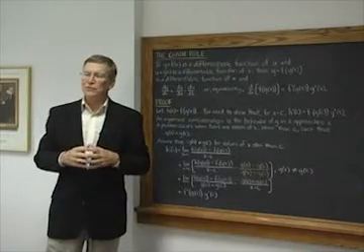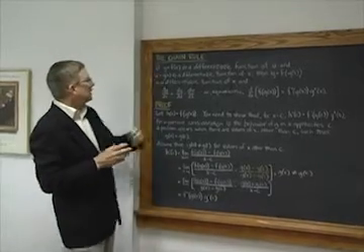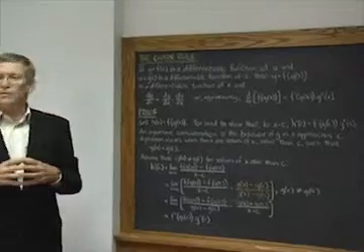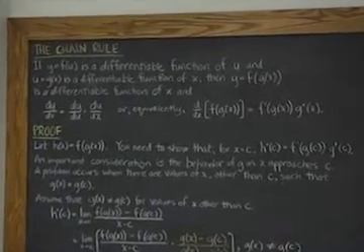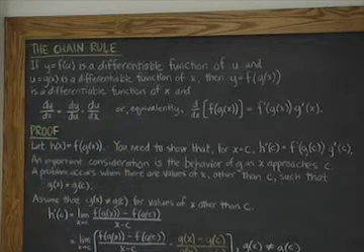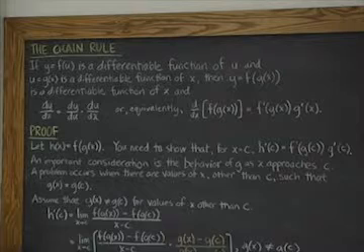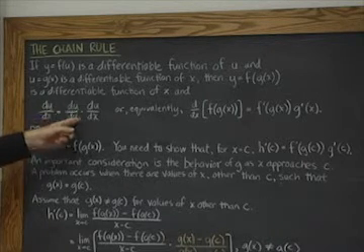Let's prove the chain rule for derivatives. The chain rule goes like this. Let y equal f of u be a differentiable function of u, and u equal g of x, a differentiable function of x. Then the composition y equals f of g of x is also differentiable, and furthermore dy dx equals dy du times du dx.